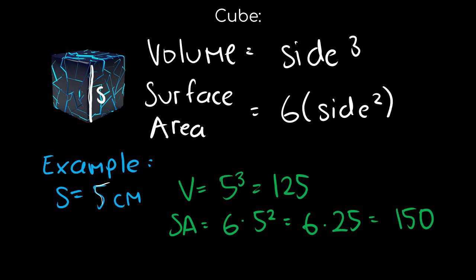What about the surface area? We have 6 side squared. So 6 multiplied by 5 squared is equal to 6 multiplied by 25, equaling 150 centimeters squared. Right here as well, I forgot to add the label, 125 centimeters cubed. Remember, the volume of any 3D figure is cubed, while the surface area is squared. Let's go on to the sphere.